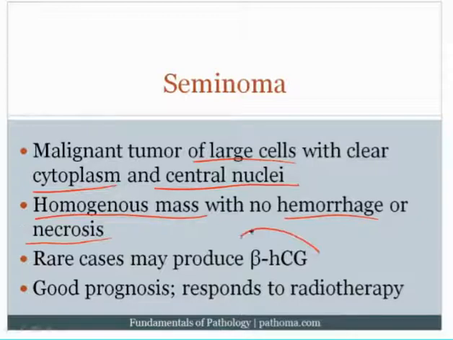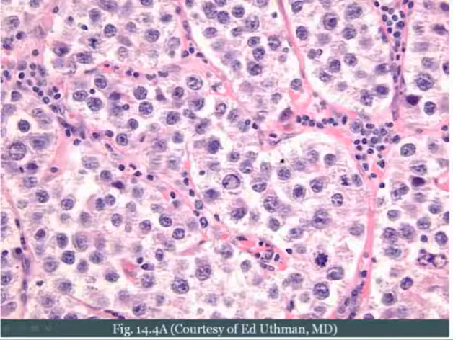Rare cases of seminoma can produce beta-HCG. Now remember that we classically associate beta-HCG with choriocarcinoma or the tumor of placental tissue. However, rare cases of seminoma can also produce beta-HCG. And we have already discussed the fact that seminoma has a good prognosis and responds to radiotherapy. Here's a picture of seminoma.